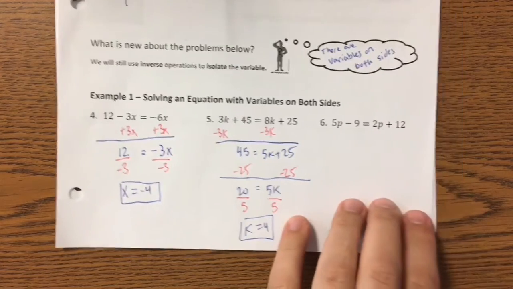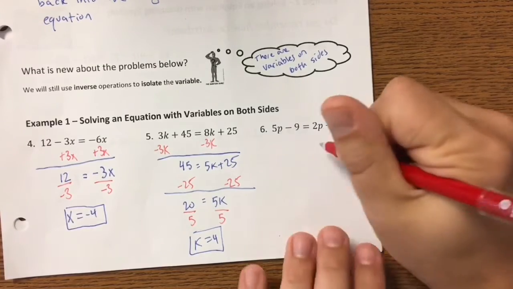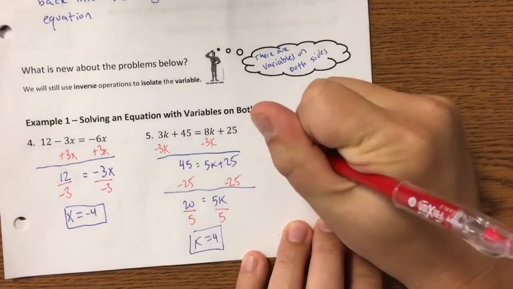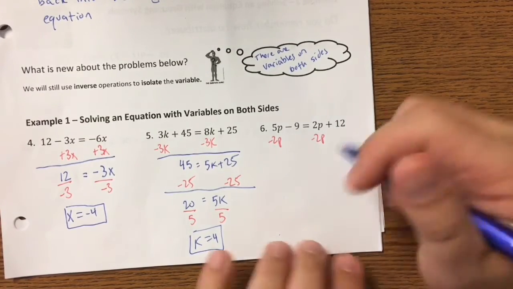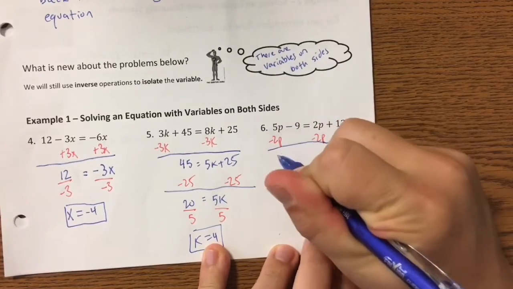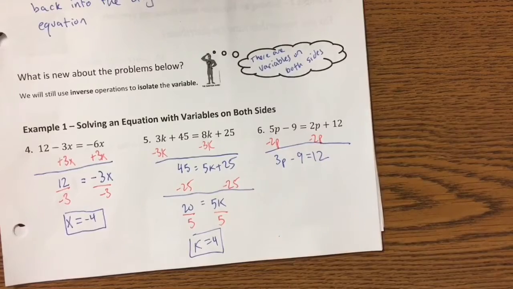Number 6. Should we subtract the 2p or the 5p? 2p. Probably the 2p, yeah. In some cases, you're not going to get much of an advantage out of subtracting the smaller one, but every little thing we can do to make this a little easier would be helpful. So we get 3p minus 9 equals 12.